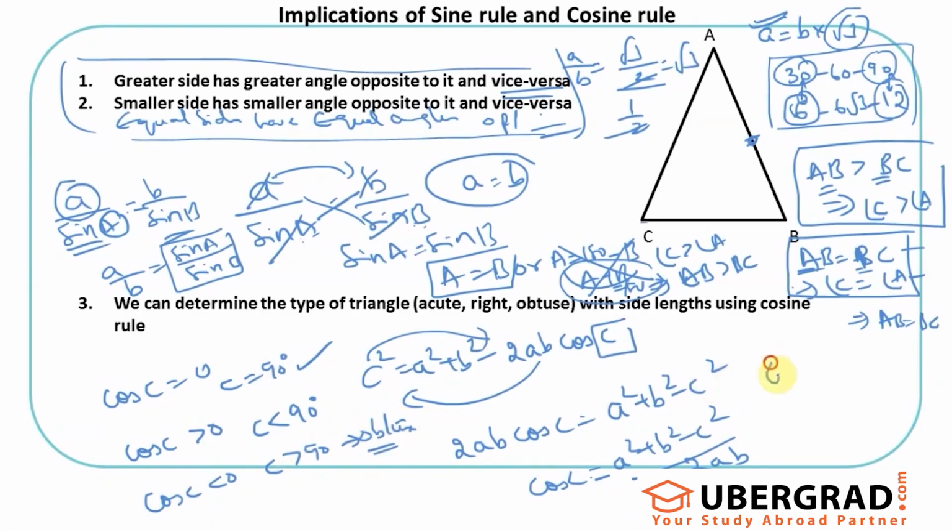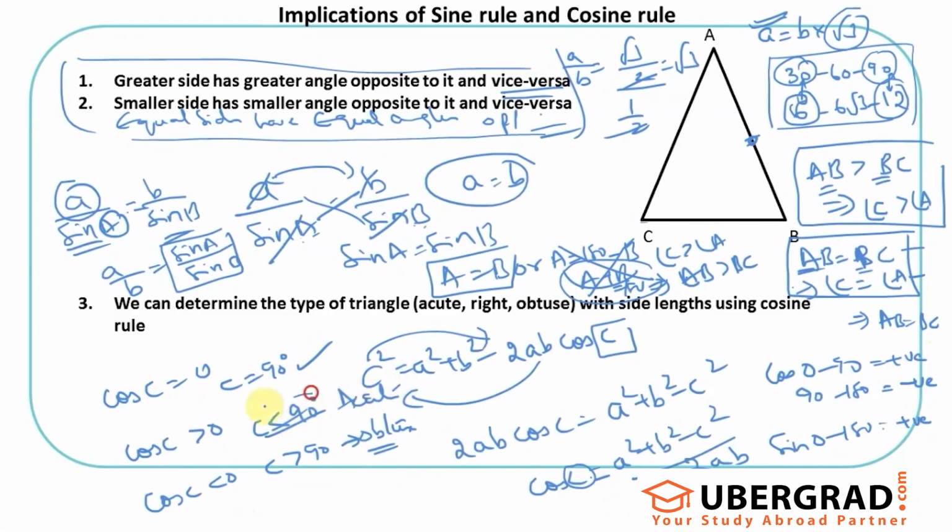You know, cos from 0 to 90 is positive, 90 to 180 is negative. That's something that you have to understand. Sin from 0 to 180 is all positive. But cos from 0 to 90 is positive, whereas from 90 to 180 I'll get negative. So if I get cos c as negative, that means c has to be greater than 90. If it is 0, it is 90 degrees itself. If it is positive, it has to be an acute angle.